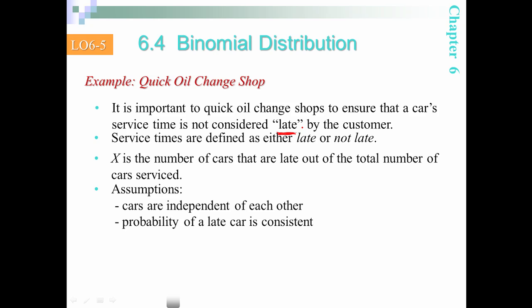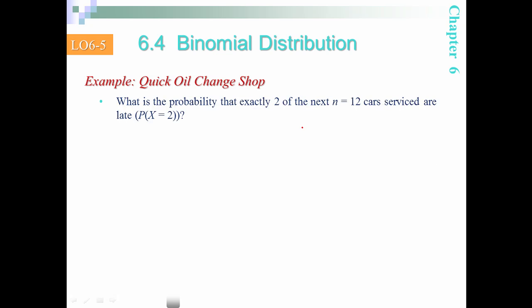That's maybe not the best assumption here, because if you have one car that has to go after another car, and the first car is late and it takes longer than usual, maybe a bolt gets stripped, or they don't have the right oil, or who knows what happens, probably that's going to affect every other car that comes in there. So this is an assumption we're making, although maybe it's not the best assumption, but we're going to say the probability of the car being late is also consistent, or rather it doesn't change.